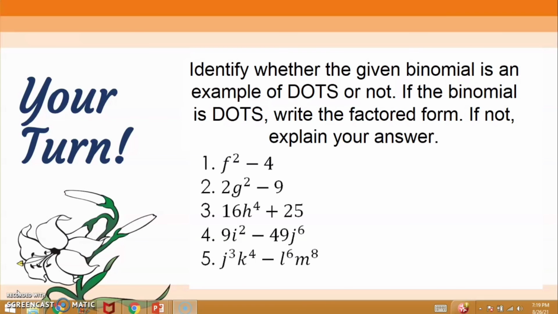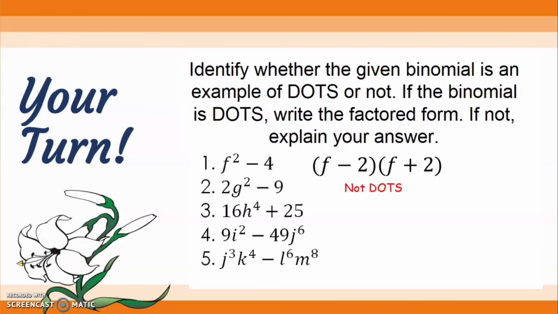Now your turn. Identify whether the given binomial is an example of DOTS or not. If the binomial is DOTS, write the factored form. If not, explain your answer. So you may pause the video and try to answer the following. Number 1, f squared minus 4. So it is an example of DOTS and the factored form is quantity f minus 2 times the quantity f plus 2. Number 2, 2g squared minus 9. So it is not an example of DOTS, for 2 is not a perfect square.